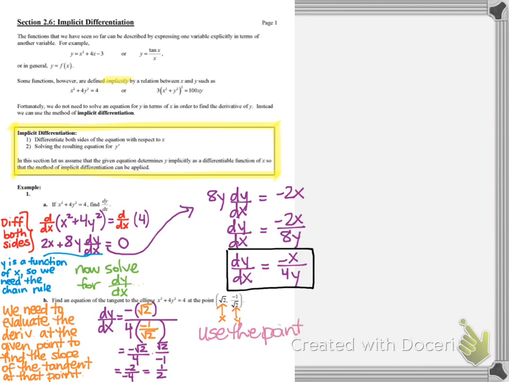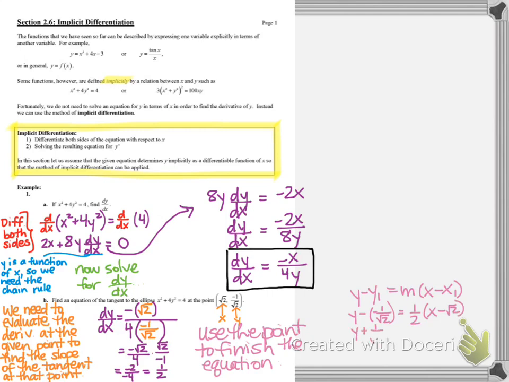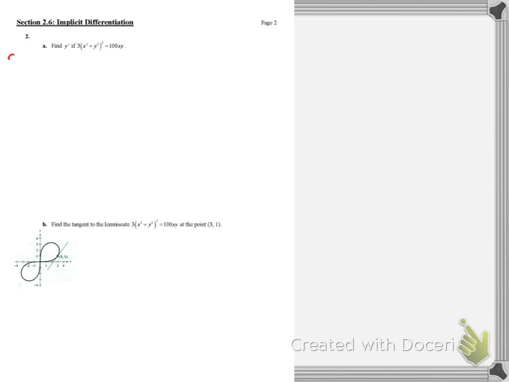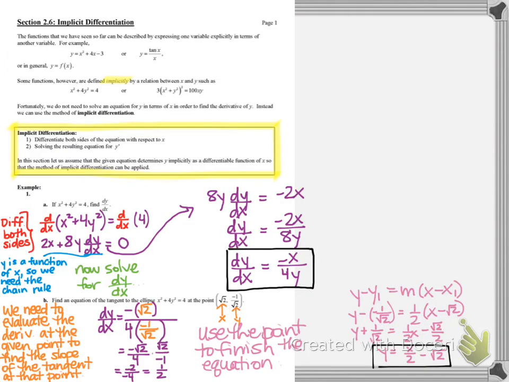So we're going to use the point given to finish the equation. We know y minus y1 will equal the slope times x minus x1. We plug in our y again, plug in the slope we just found, plug in our x. You can leave it like that, or you can continue the simplification to get it in y equals form of a line. Once you simplify, you get your final answer, which is y equals x over 2 minus the square root of 2.